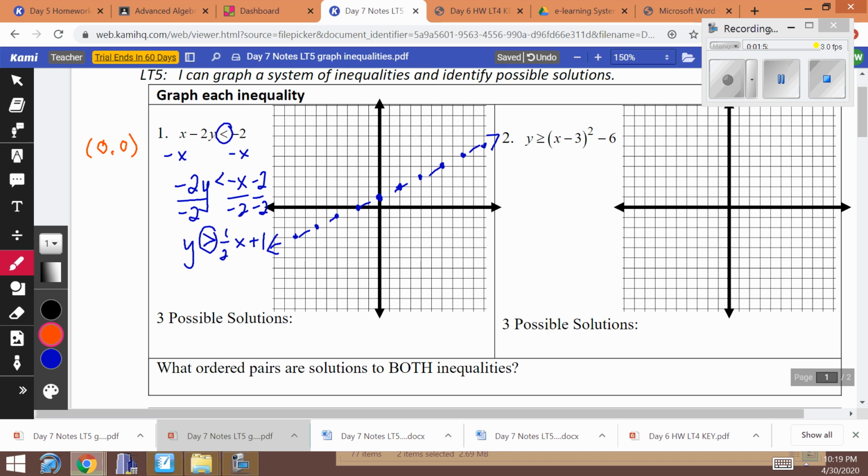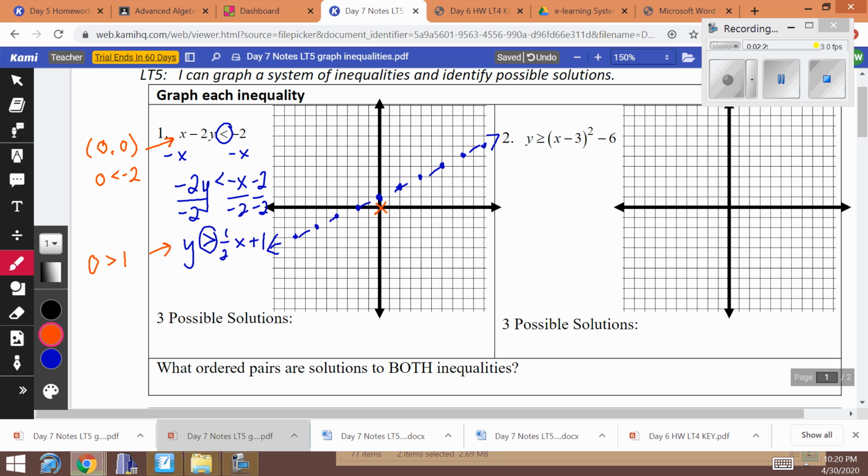If I plug in 0, 0, I do 0 minus 2 times 0, is less than -2. So is 0 less than -2? No, it's not. If you plugged it into this inequality in slope-intercept form, you'd get 0 is greater than 1/2 times 0 plus 1, or 1. Is 0 bigger than 1? No. So you should get no for either of them. It doesn't matter which one you do. That means we are not shading the side with 0, 0 on it. We want to shade the opposite side.